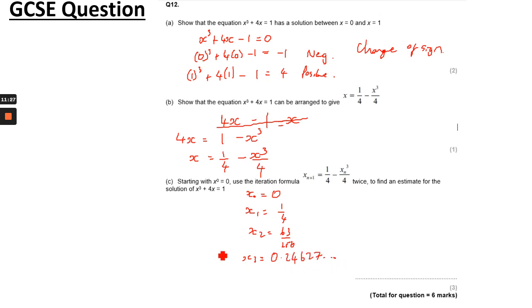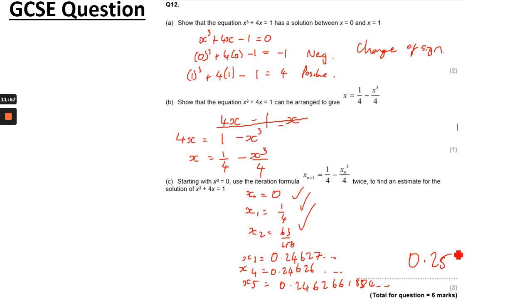The third one is 0.24627. The next one is 0.24626. And then I can keep going, and each time I'm just going to write this out. So x5 is 0.24626618884, etc. And it says use the iterative formula twice to find an estimate for the solution. So actually I've done it way more times than is necessary. So twice, we're going to have 0.25.